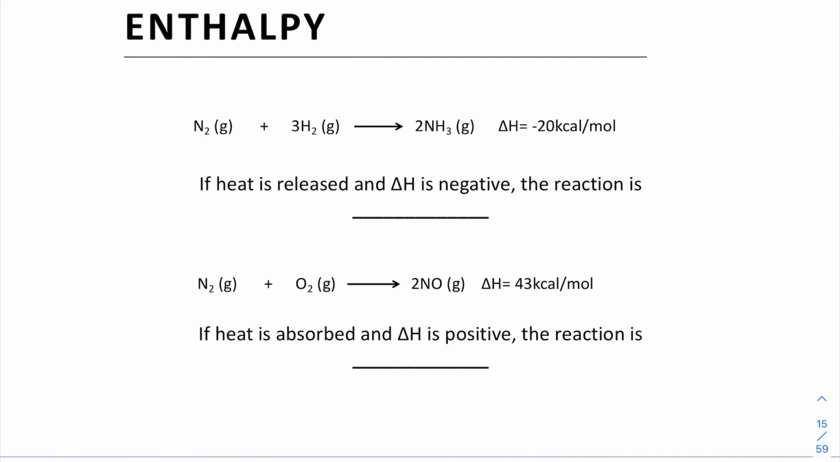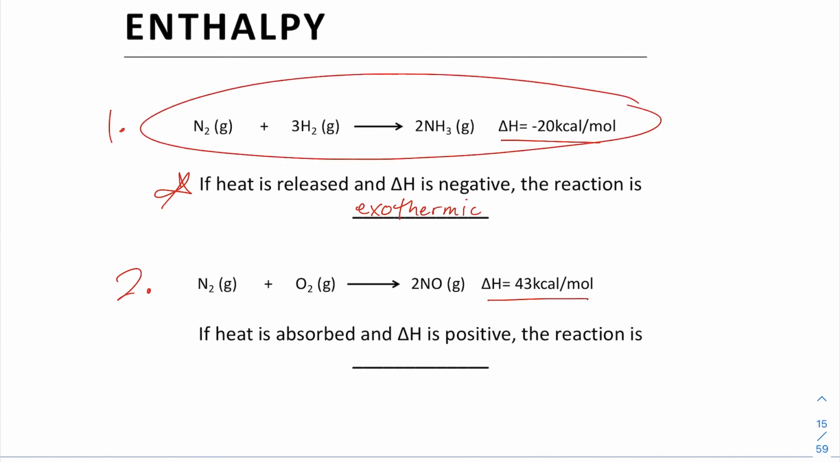I've got the same two reactions that we just looked at. This was the first one we looked at, and this was the second one. And this gives you a summary of what their delta H's are. We saw a negative delta H for the first one, and then a positive delta H for the second one. So I'm going to give you some vocabulary terms. If heat is released and delta H is negative, the reaction is exothermic. We would call this reaction an exothermic reaction.